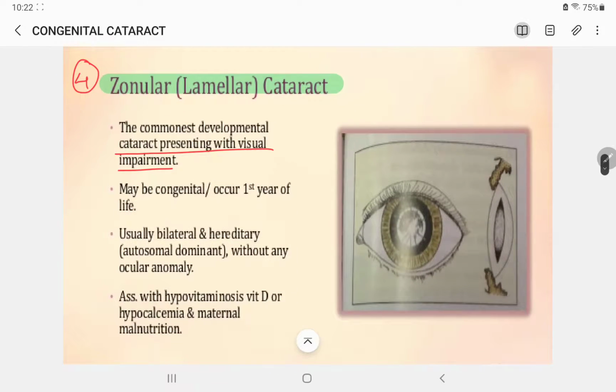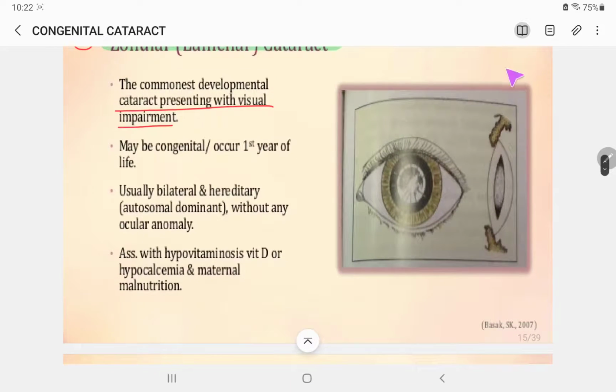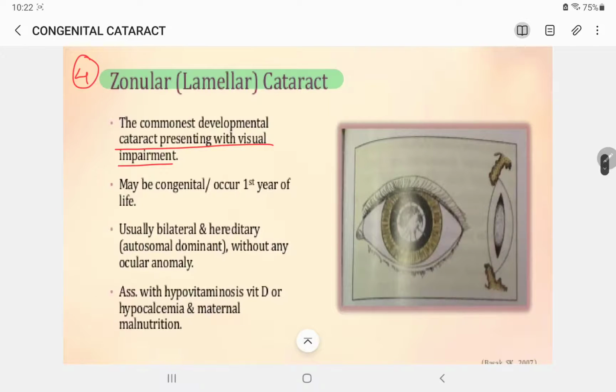Now let's move on to the zonular or lamellar cataract, also known as lamellar cataract. So this is the most important MCQ. It is the commonest developmental cataract presenting with visual impairment. The commonest cataract is the zonular lamellar cataract.